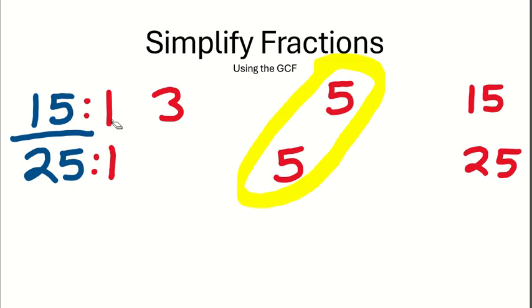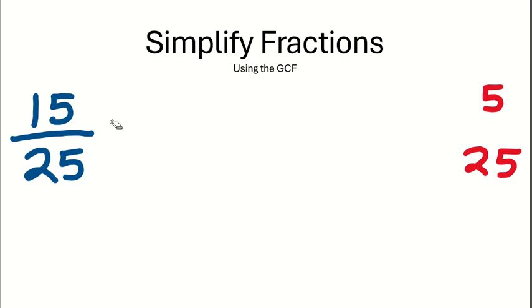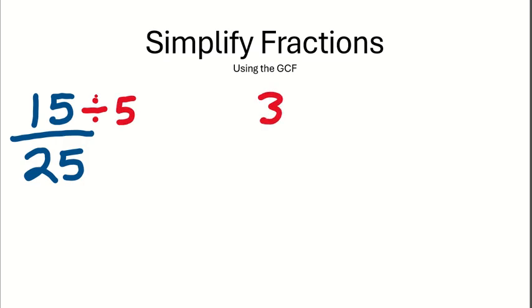So let's clean this up and divide the top number and the bottom number by 5 to simplify this fraction. 15 divided by 5 is 3, and 25 divided by 5 is 5. So 15/25 in simplest form is going to be 3/5.